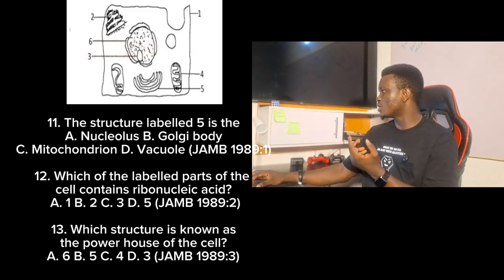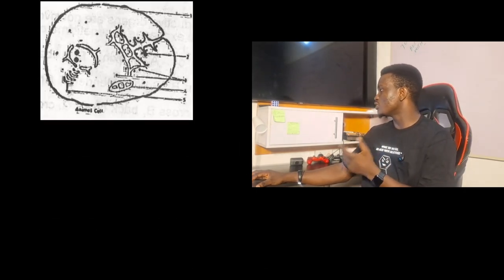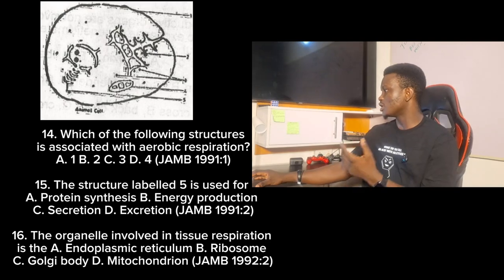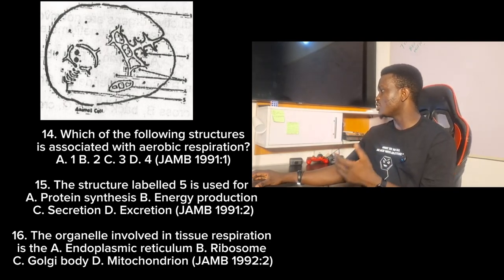You can see now, if you miss one of these questions, you might actually miss the rest of the question in exams. So which of the following structures is associated with aerobic respiration? That is mitochondria. Every time you hear respiration, you're trying to produce energy, and that is mitochondria. Number 15, the structure labeled 5 is used for what?